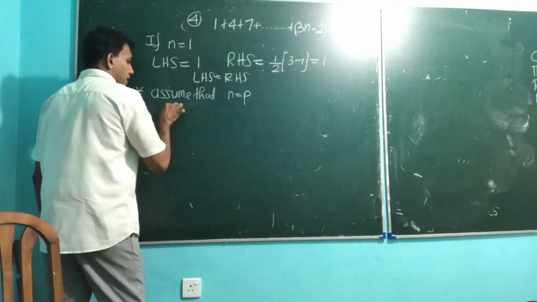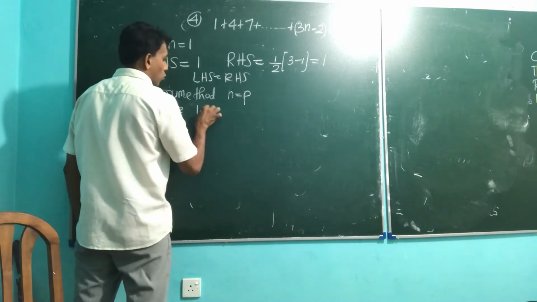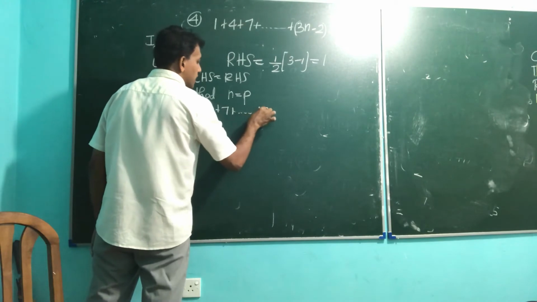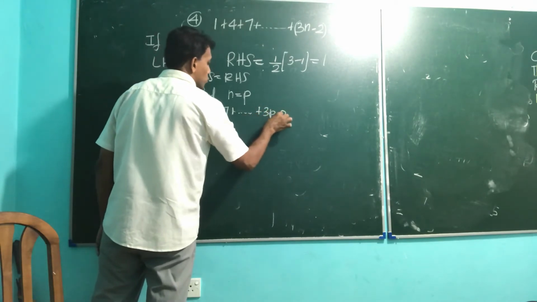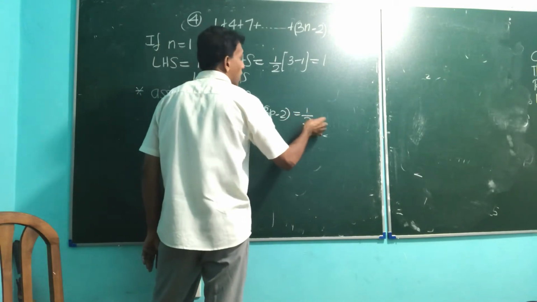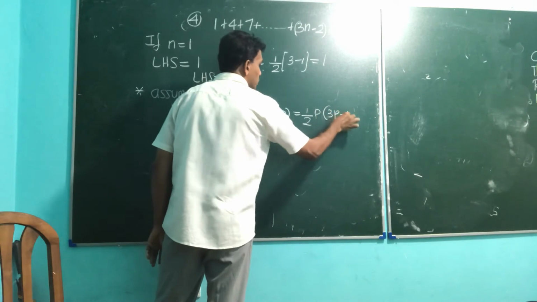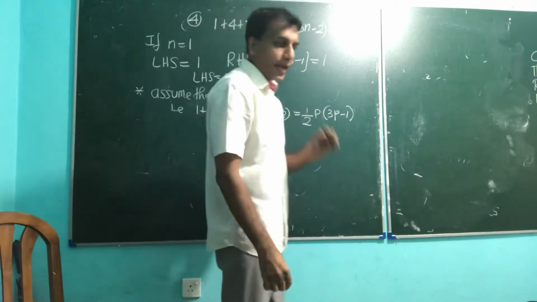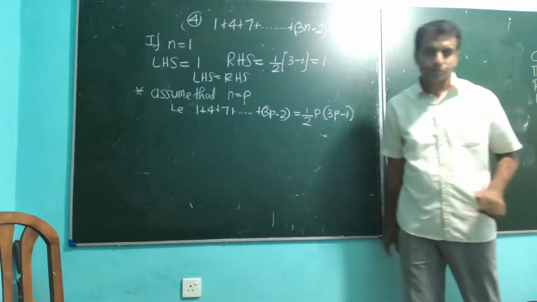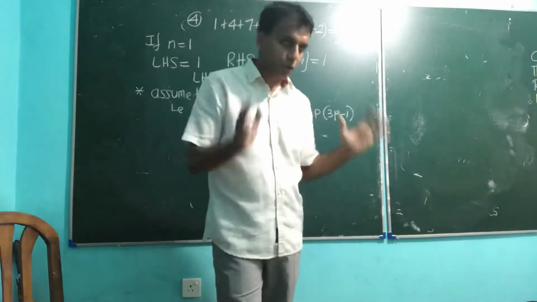So what is that? That is 1 plus 4 plus 7 and up to 3p minus 2, which is equal to half into p into 3p minus 1, right? Where n is replaced by p, complete up to p, that's all. These are simple 2 steps. There are not many marks for this 25 marks question.